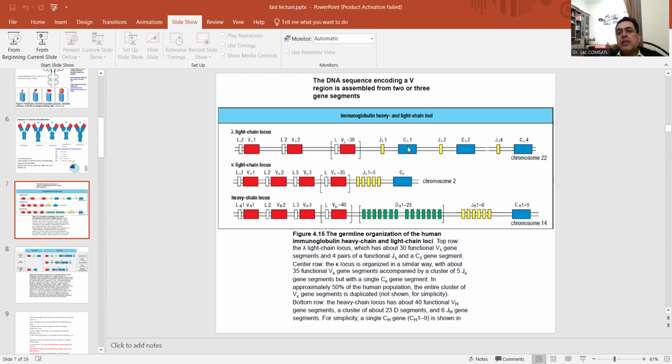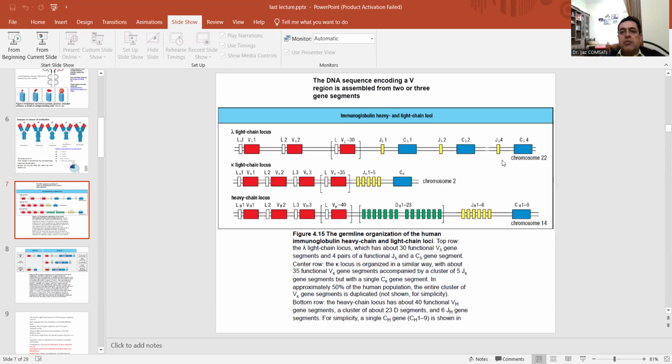So the intervening sequences have to be removed, and L is for the leader sequences, leader 1, leader 2, and so on. Similar is the case with the kappa light chain locus. It is also assembled in the same way. This kappa light chain locus is present on chromosome 2.